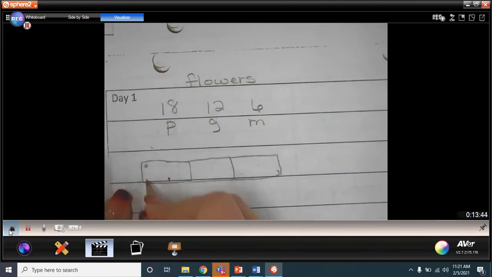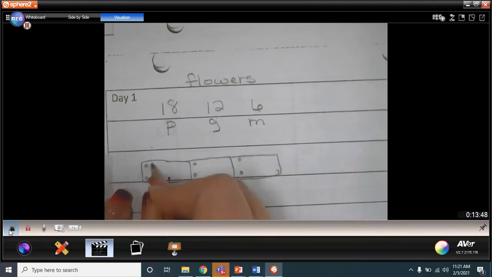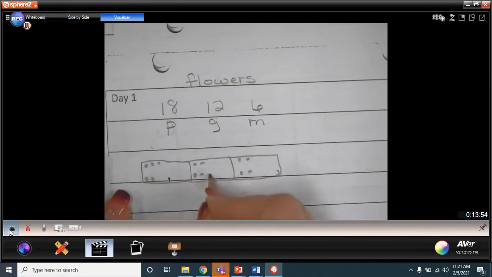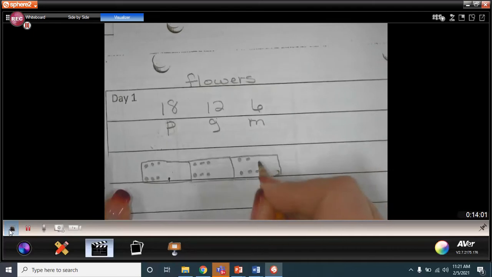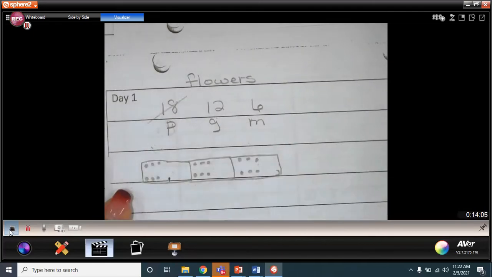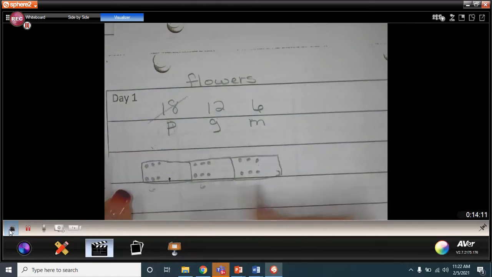So I have 1, 2, 3, 4, 5, 6, 7, 8, 9, 10, 11, 12, 13, 14, 15, 16, 17, and 18. Okay, so now I've shared the pansies into the flower pots. So far I've got 6 flowers. Just going to lightly put 6 there.